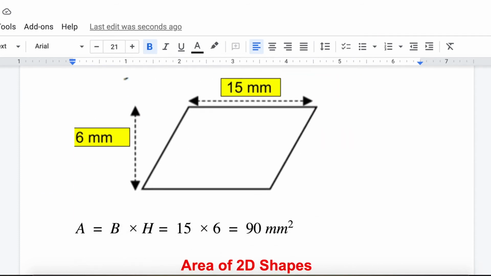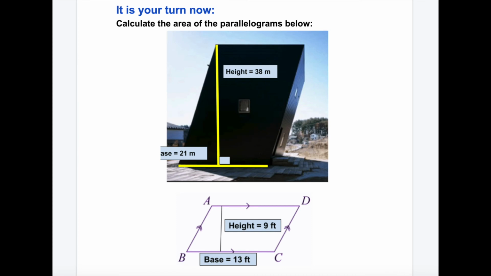The next example, find the area of this parallelogram. The base is 15 millimeters and the height is 6 millimeters. So area equals base times height, which is 15 times 6 equals 90 millimeters squared. It's your turn now. Try to find the area of the given parallelograms.